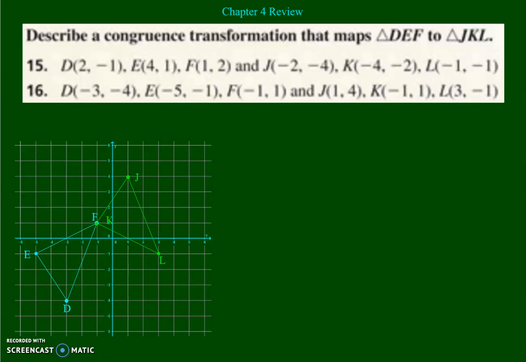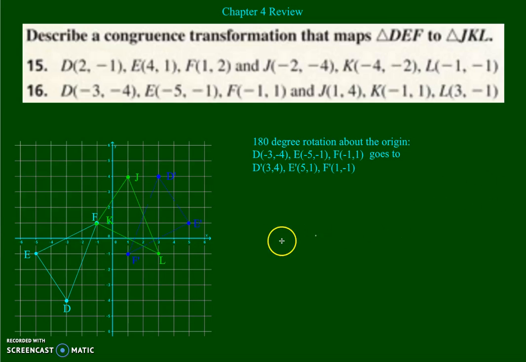In problem 16, we have triangle DEF transforming to triangle JKL. Now, at first sight, it doesn't appear that there's any real obvious transformation that would merge one to the other. But if we were to rotate this 180 degrees about the origin, what we end up having is this.